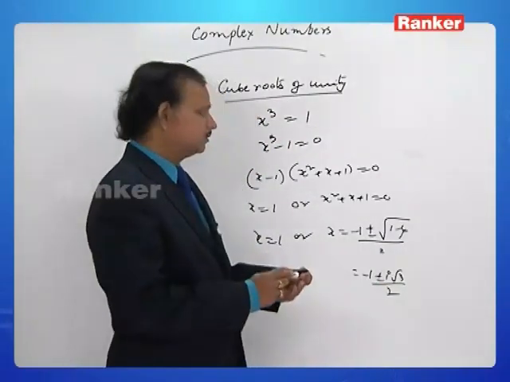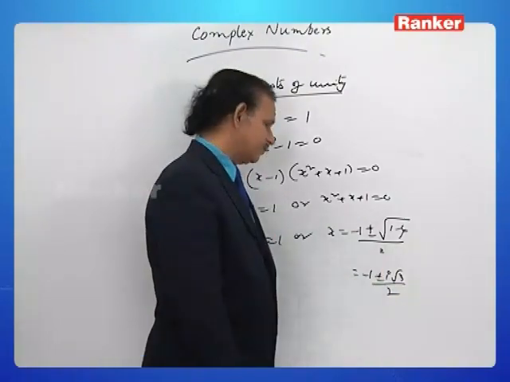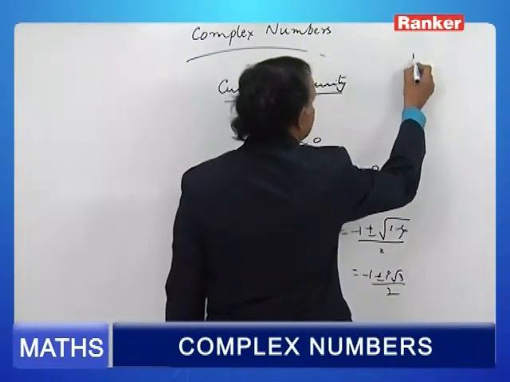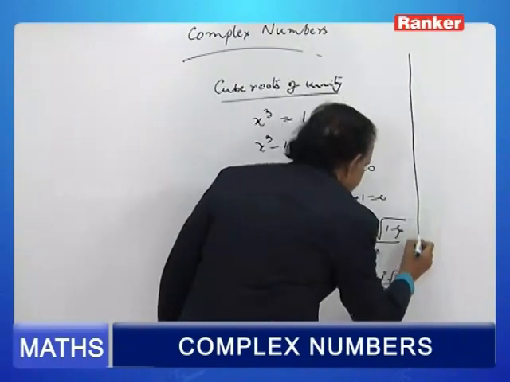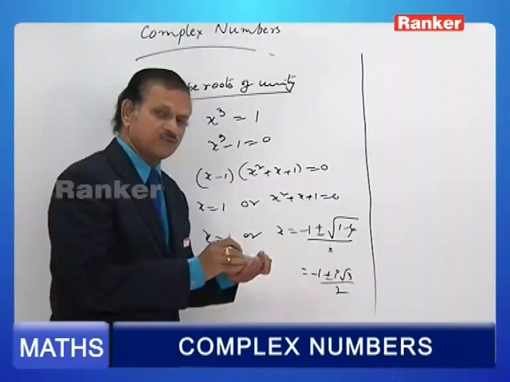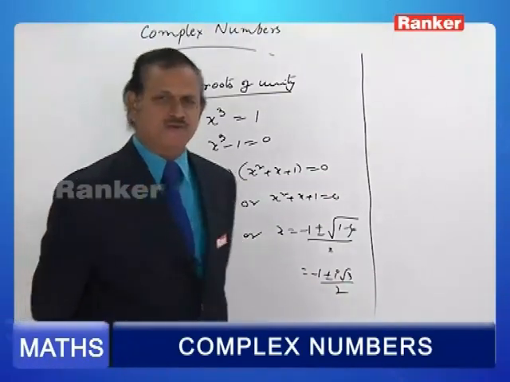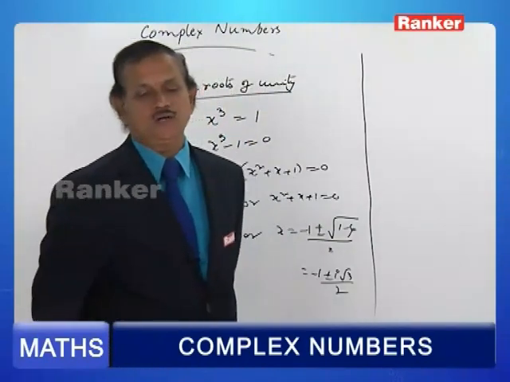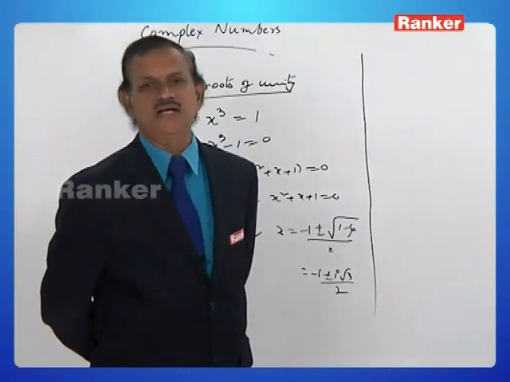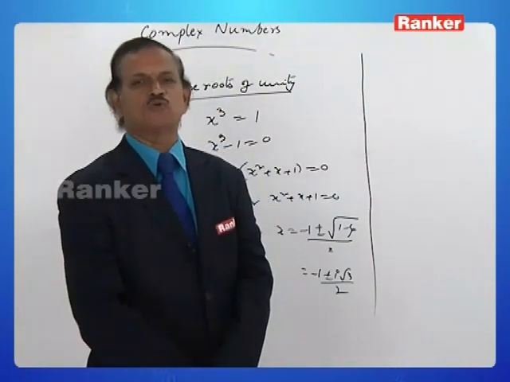1 minus 4 is minus 3. Minus 1 into 3, root of minus 1 into root 3, that is i root 3. Minus 1 plus or minus i root 3 by 2. Therefore, what are the cube roots of unity? That is, what are the roots of this equation? Roots of the equation x cube is equal to 1 are termed as cube roots of unity. Roots of x power 4 is equal to 1 are fourth roots of unity. Roots of x power 6 is equal to 1 are called sixth roots of unity, and in general, roots of x power n is equal to 1 are called nth roots of unity.